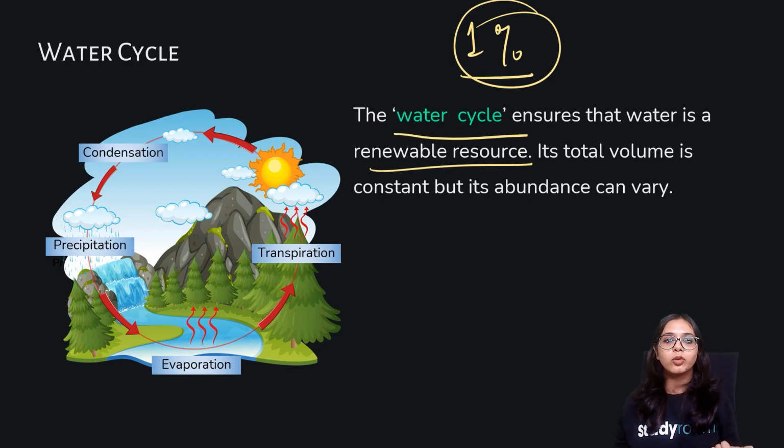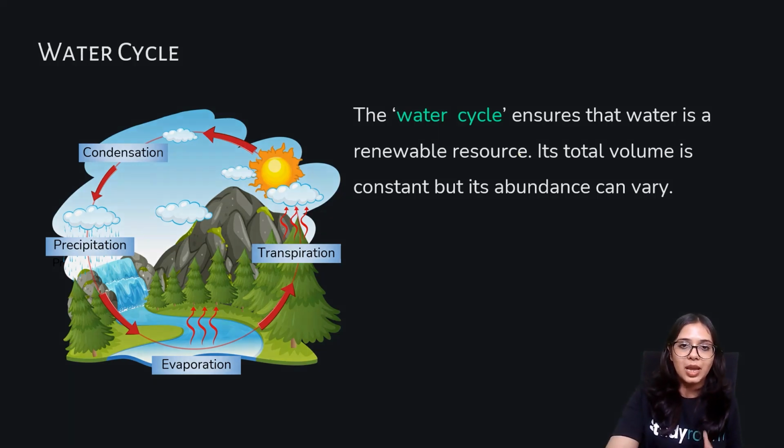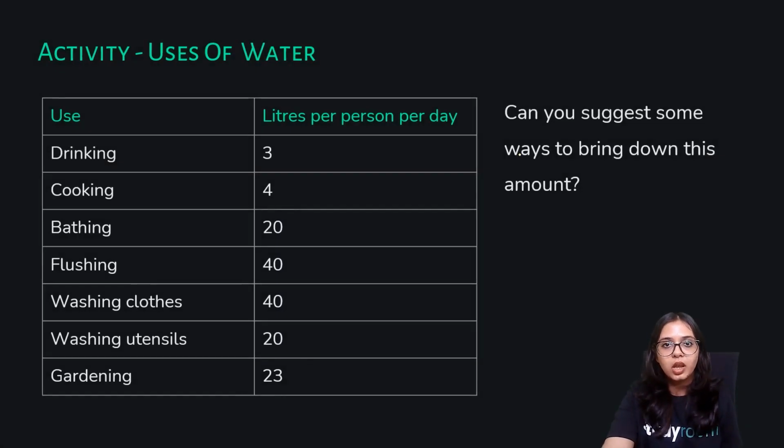There is a scarcity of water largely because of what we human beings are doing, by how we are contaminating and polluting water, and mostly because of the rise in population and the increase in the demand for water. Okay, this is a list that states how many liters of water one person requires. For drinking, 3 liters; for cooking, 4; for bathing, 20; for flushing, 40; for washing clothes, 40; washing utensils, 20; for gardening or other miscellaneous purposes, 23.